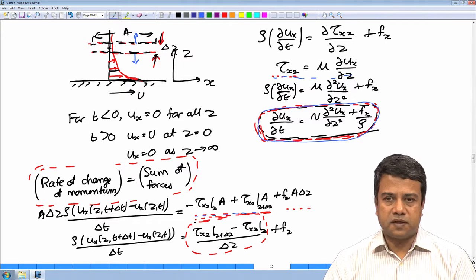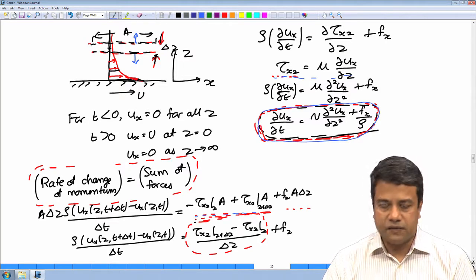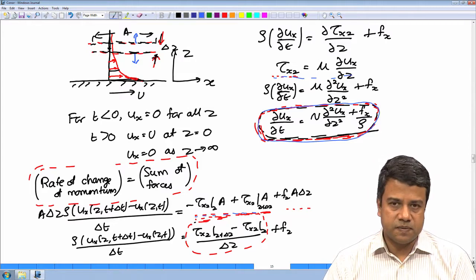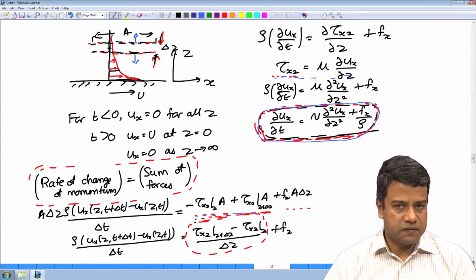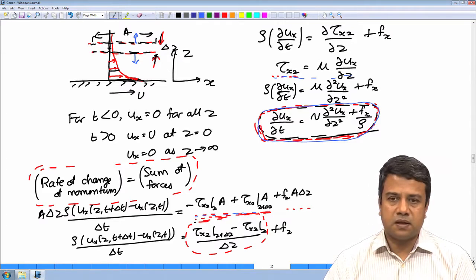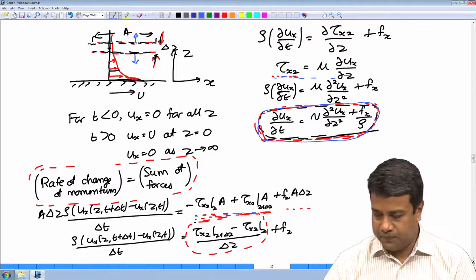So, these are partial differential equations. They contain variations both in time as well as in the spatial coordinate, and we looked at how to solve these equations. As I said, there is no systematic procedure for solving partial differential equations. The procedure that you adopt depends upon a physical insight into the problem.